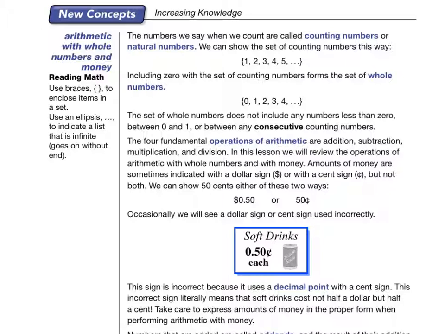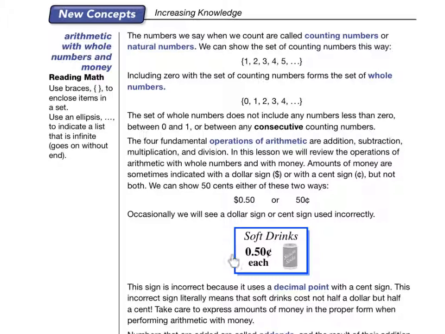Amounts of money are written different ways. You can write it with a dollar sign or you can write it with a cent sign, but not both. That's important. You cannot write dollars and cents with both of these symbols. You have to pick one. You can show 50 cents either way, so you want to write this down. 50 cents you either show with a dollar sign, $0.50, or you show with a cent sign.